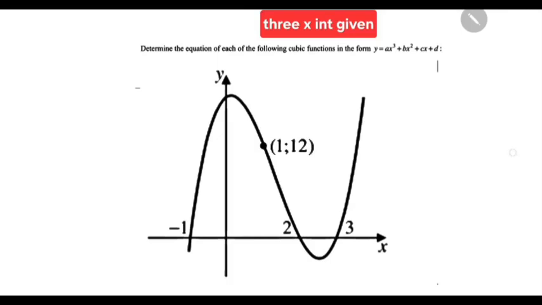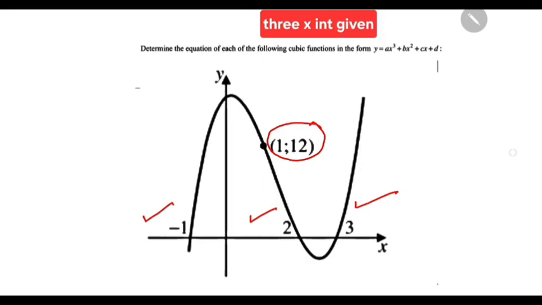This is type 5, where 3 x-intercepts are given. The question says determine the equation of the following cubic function in the form y is equal to ax to the power 3 plus bx squared plus cx plus d. So we need to find the equation of the cubic graph. So we have 3 x-intercepts, 1, 2, 3, and we got 1 point as well on the graph, (1, 12). So we need to determine the equation of the cubic graph. This is the easiest type.